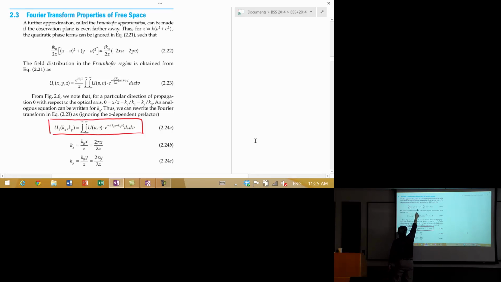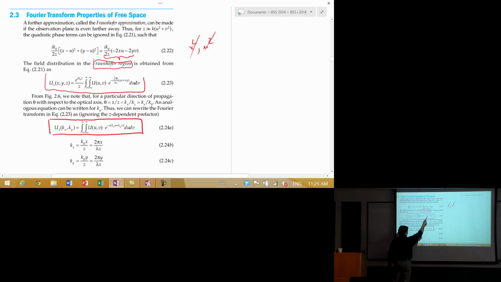Looking at this convolution kernel, remember you had x minus x prime squared plus y minus y prime squared. Basically, you can ignore the quadratic terms. We expand this as x squared minus 2x x prime plus x prime squared, and we neglect the quadratic term, and you end up with just the linear terms. This approximation is called the Fraunhofer approximation. But the beautiful thing is that your integral now becomes that.